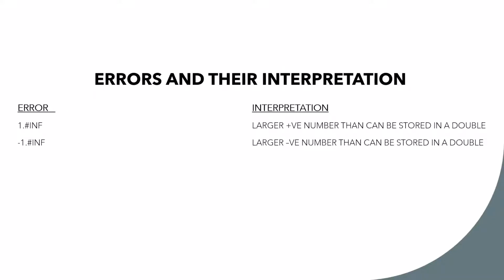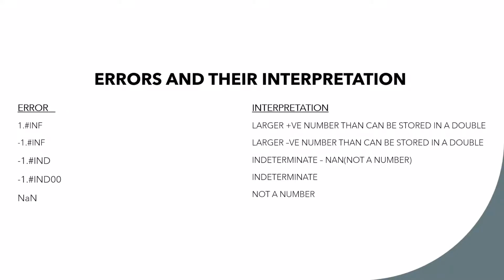And therefore we got that negative 1.#INF when we try to find the log of 0. Negative 1.#IND, indeterminate; negative 1.#IND00, again indeterminate. NaN meaning not a number. This is something you may see also, or you could see something like this, but this is mostly with Linux. Now I hope you've understood the macros and their values as well as the meanings of these errors.